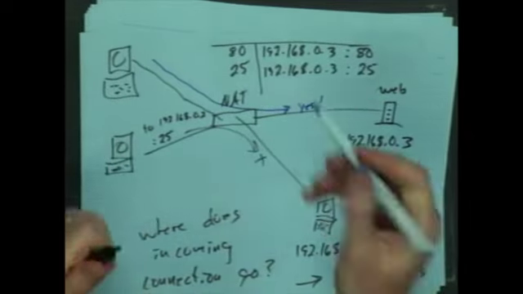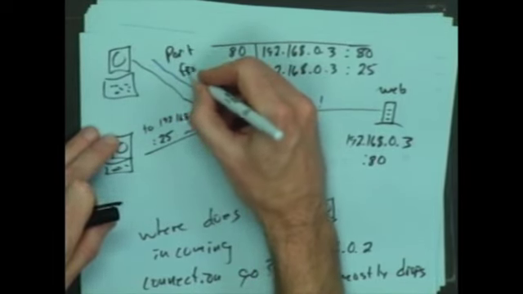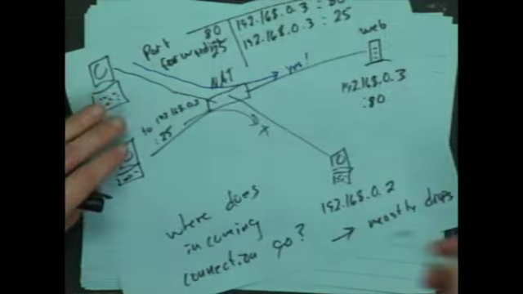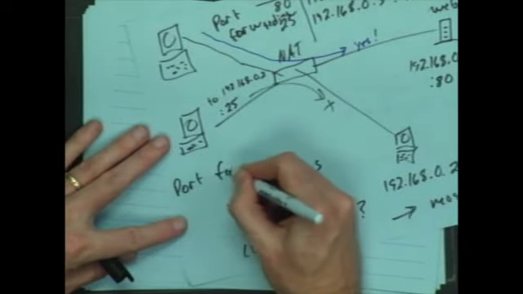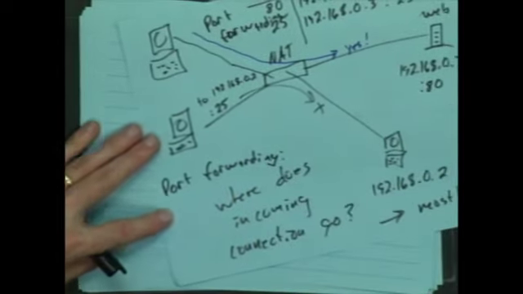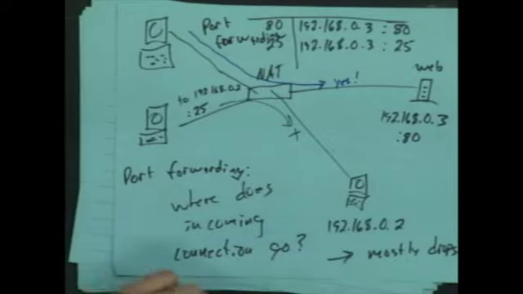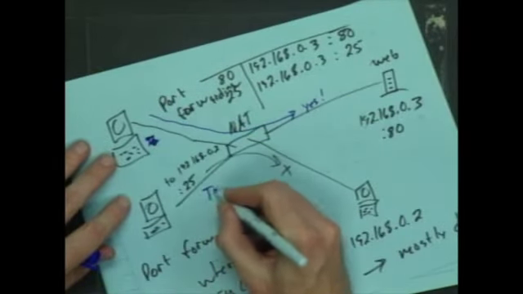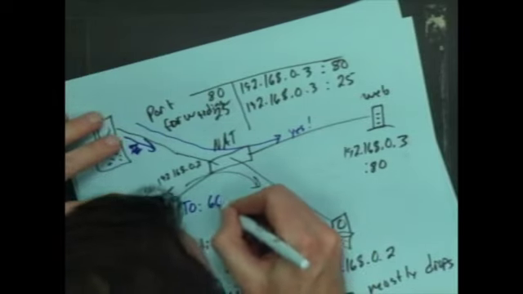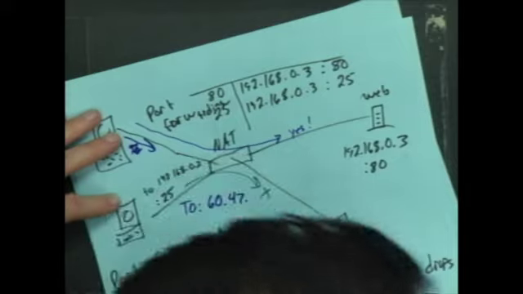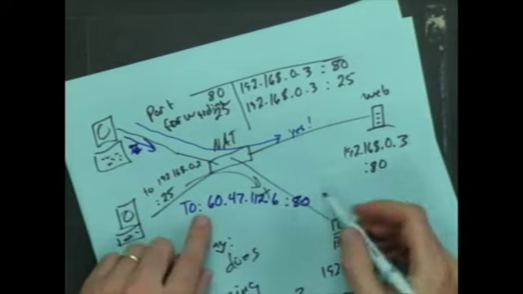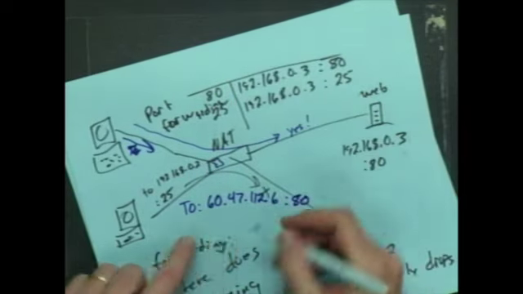So this is called port forwarding, if I can get it to fit. It doesn't fit very well, sorry. Okay, so we want to know where does an incoming connection go? And what will happen here, just note, if we send something, I'll put it over here. So I'm up here with this person and they're sending something to the IP address of my router, 60.47.112.6, port 80, okay? So it's going to that port, then the router looks it up.